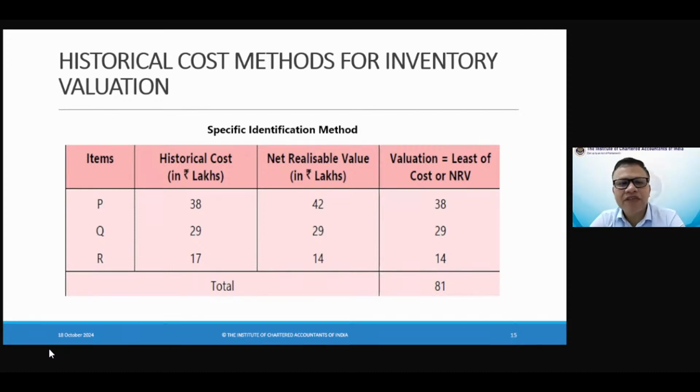One is the specific identification method. You have 3 items. You know the historical cost, you know the net realizable value, and you have to find out which one is lower of them, for all the 3 items. Now in item P, 38 is smaller than 42, so you take 38. Item Q, both are similar, so you take 29. Item R, 17 is greater than 14, so NRV is lower, so you take the 14 one and you get the total 81. So this is the historical identification method of valuation of inventory.